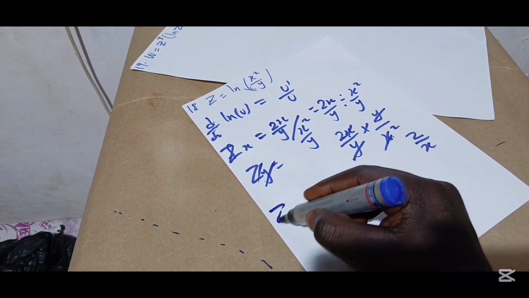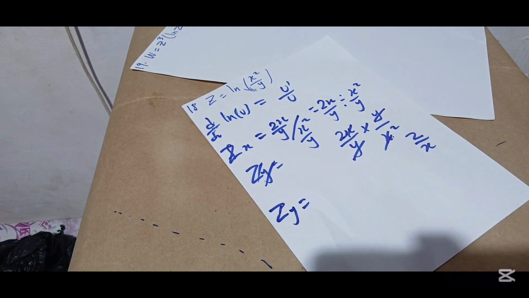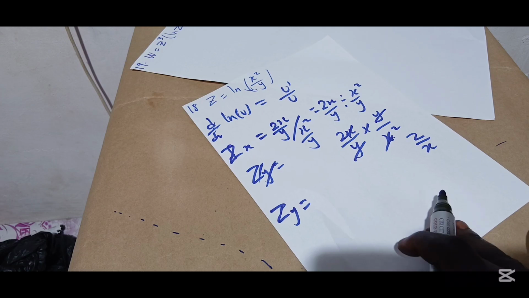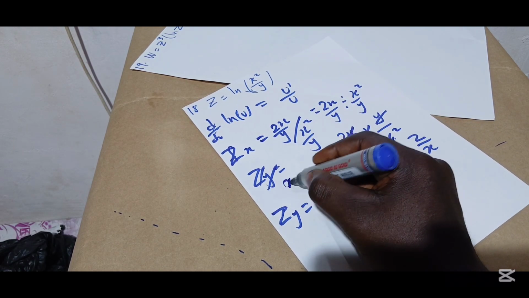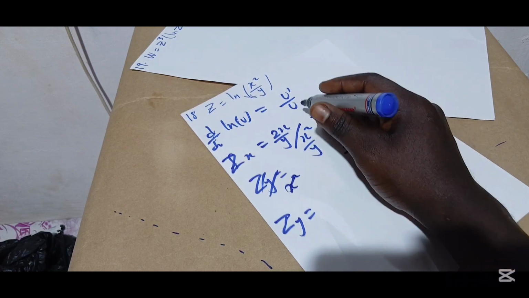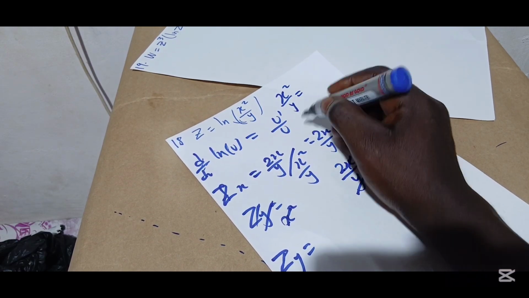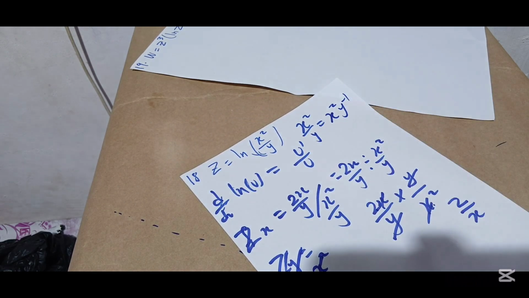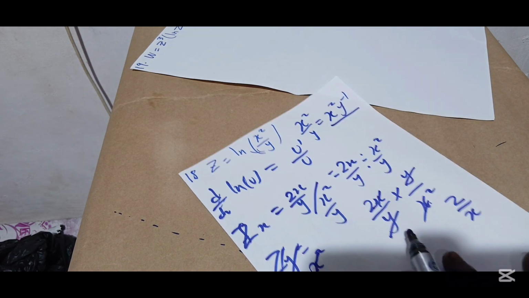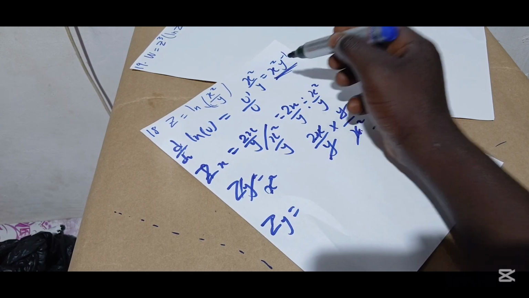So now let's look for zy. For zy, we are going to do the same, but in this case, we are going to differentiate with respect to y. So notice that, let me write it here. x squared over y can also be written as, we bring the inverse of that. So x squared y inverse, right? Yes. So let's use this to look for zy. We are using this to find zy.